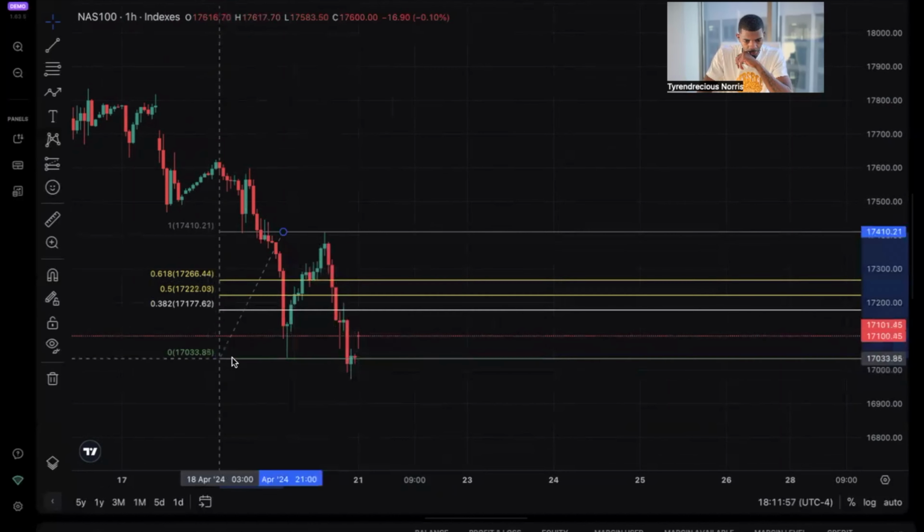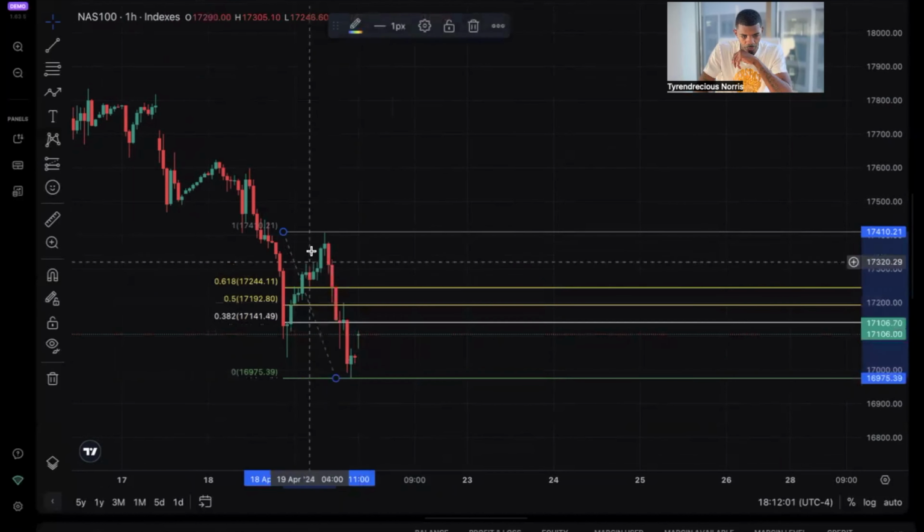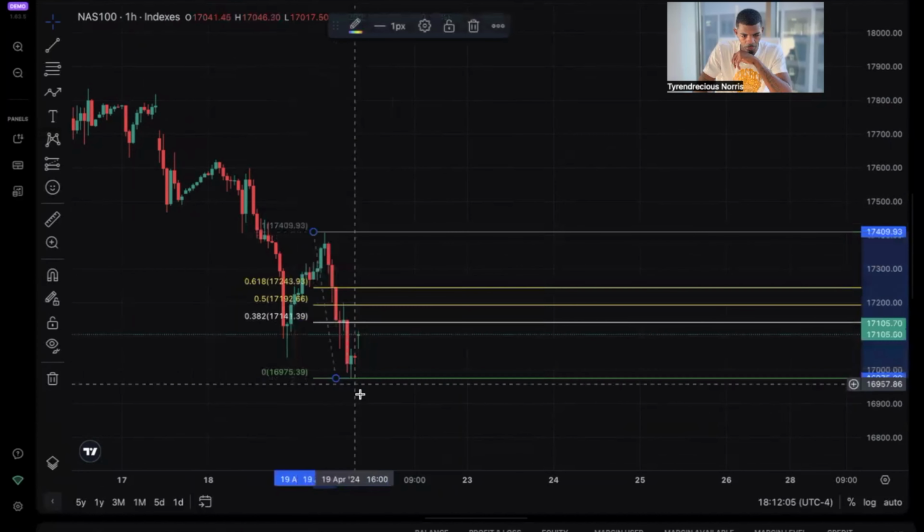And then we already have a candle closing below. So I will assume that this right here will be our new low. This right here was the last high.